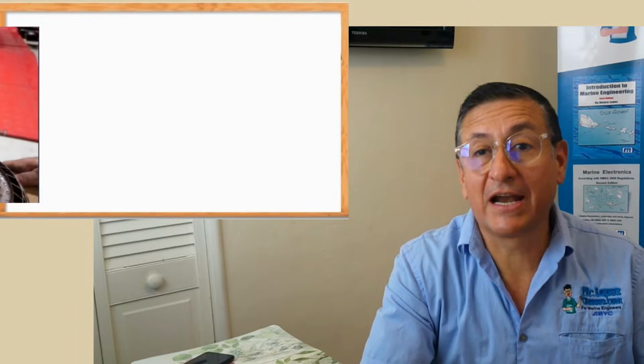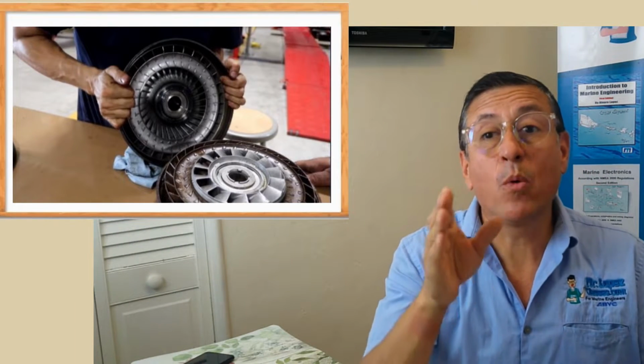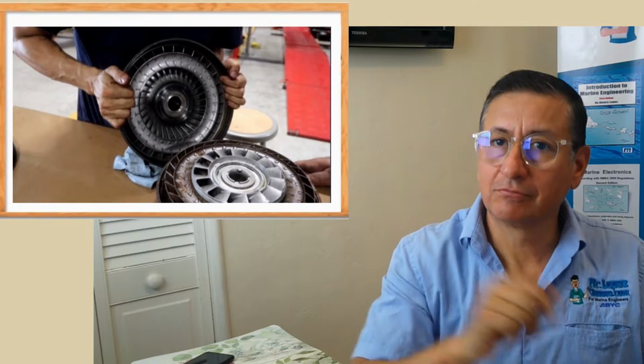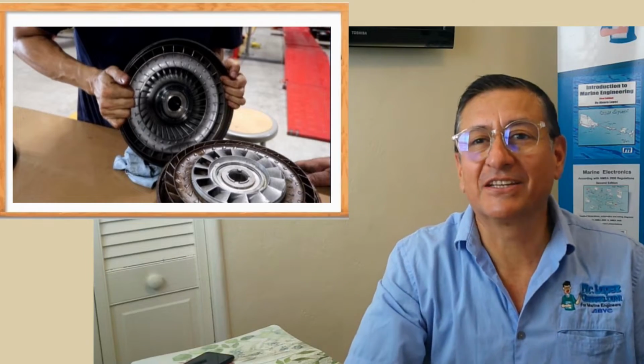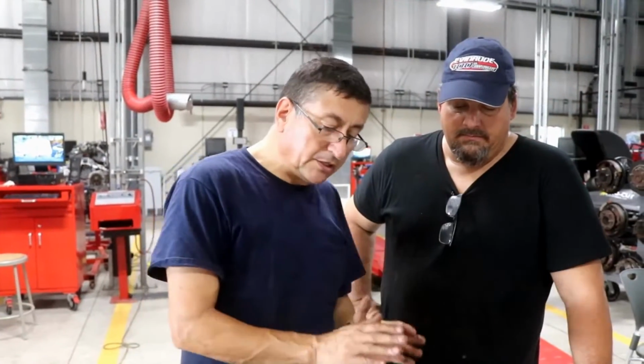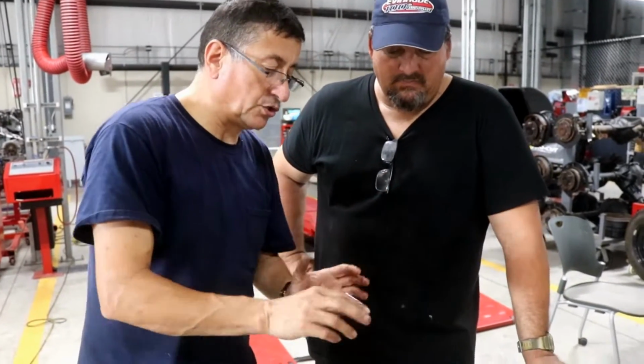Today we are going to learn the difference between the wet clutch and the dry clutch, the difference between the mechanical clutch and the torque converter for automatic transmissions. In order to understand the hydraulic clutch easily, we need to finish with the mechanical clutch.